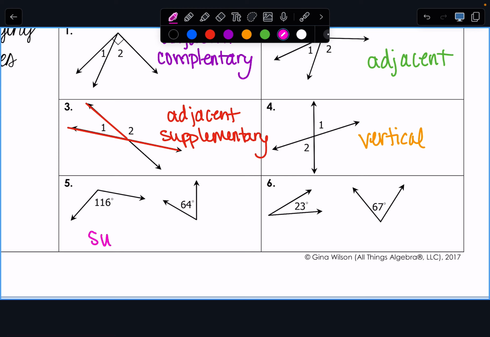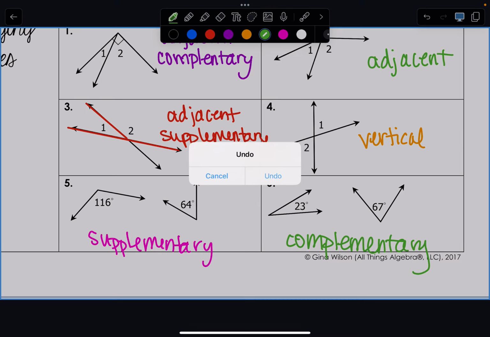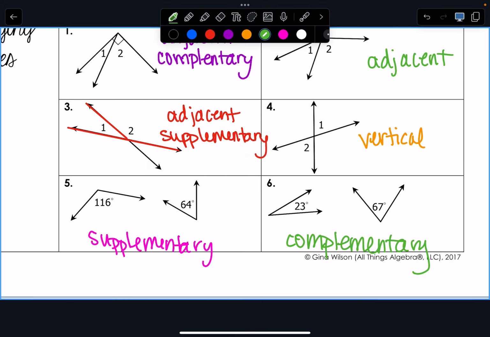All right. Since 116 plus 64 equals 180, these are supplementary angles. Everybody, what is number 6? Complementary. They say with enthusiasm. Complementary. 23 plus 67 is 90. So we have complementary angles. All right. I think you've got this.